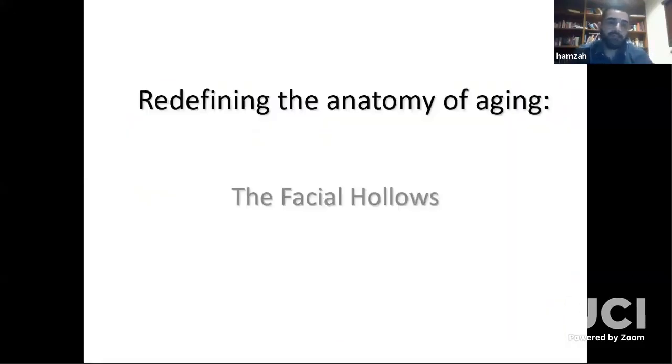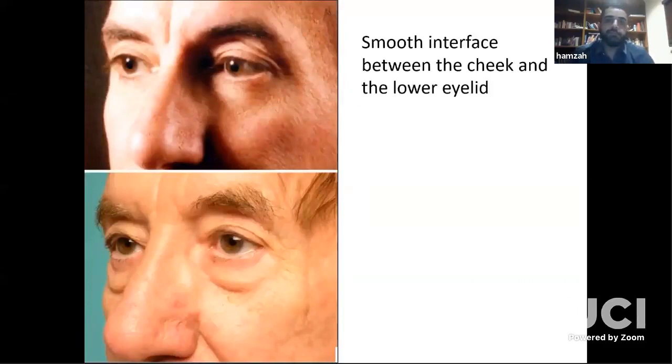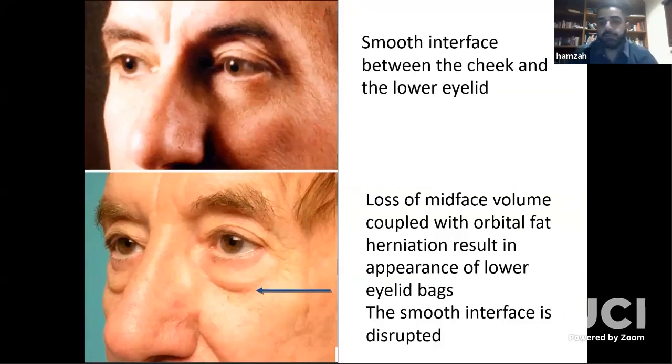So, redefining the anatomy of aging, we look at the facial hollows. When you look at the lower eyelid midface complex as you age, a key aesthetic concept is that when you're younger, the single convexity of youth shows a smooth interface between the cheek and the lower eyelid. As you age, you get this double convexity formation. You can see here the smooth interface between the cheek and the lower eyelid in this patient when he was younger. Loss of midface volume coupled with orbital fat herniation results in the appearance of these lower eyelid bags, and so that smooth interface is disrupted.